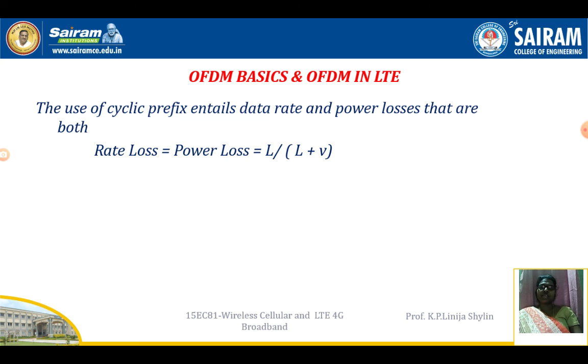Now the rate loss or power loss is very important, because we have introduced a guard time, called TG, that separates each OFDM signal to make the ISI-free communication link. So at last we want to check the rate loss, or power loss. The use of a cyclic prefix entails both data rate and power loss, and the rate loss equal to the power loss can be defined as L divided by L plus v.